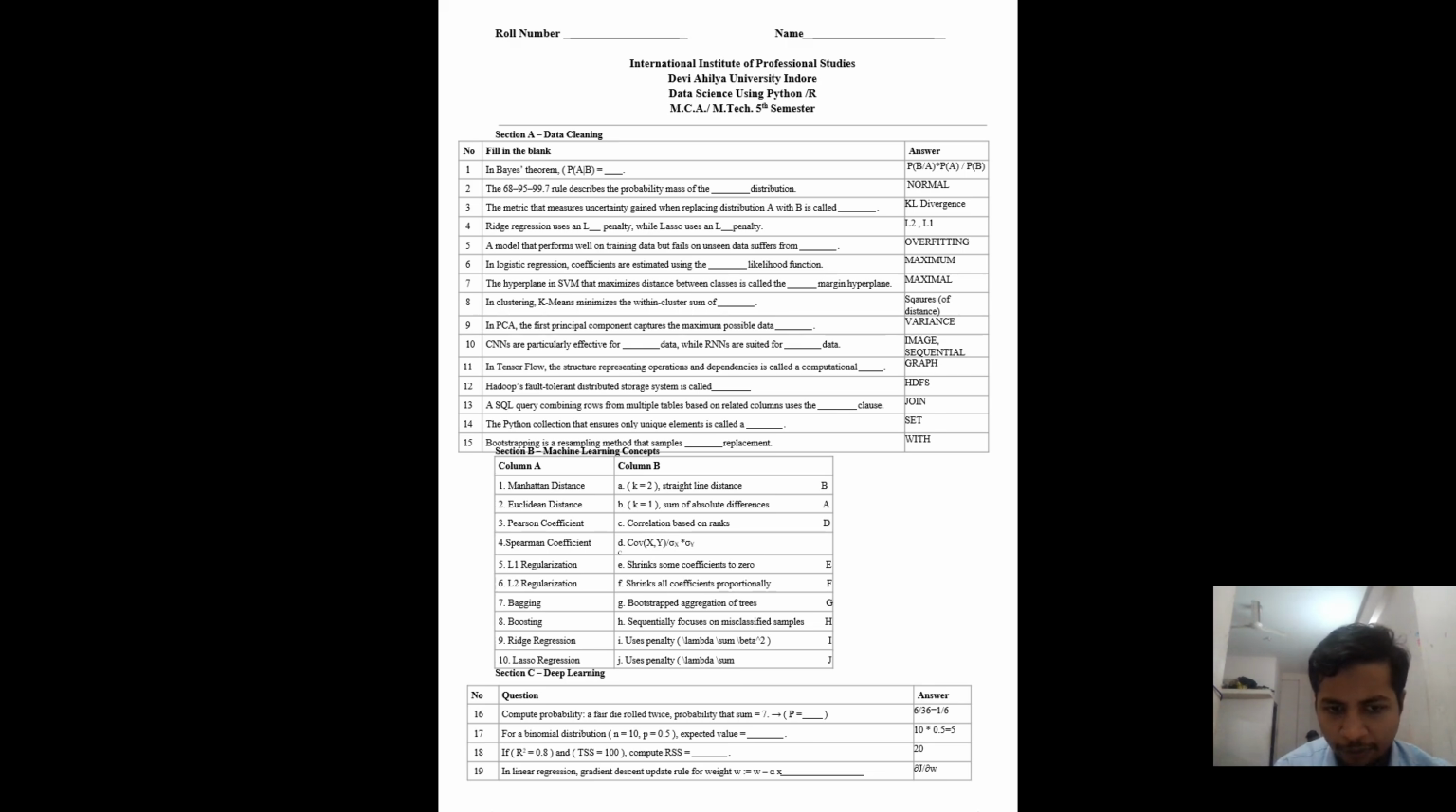If R square equal to 0.8 and TSS equal to 100, compute RSS. RSS will be 20 because we know that RSS is equal to TSS into 1 minus R square, that is 100 into 0.2 equal to 20. In linear regression gradient descent, the update rule for weight w is w equal to w minus alpha times partial derivative of J with respect to w.